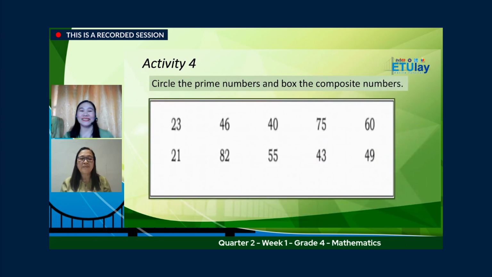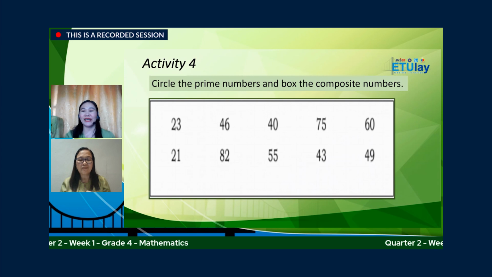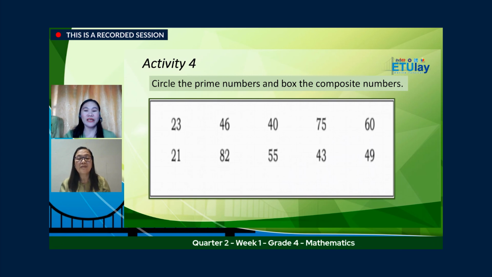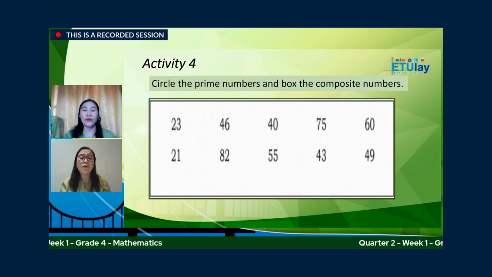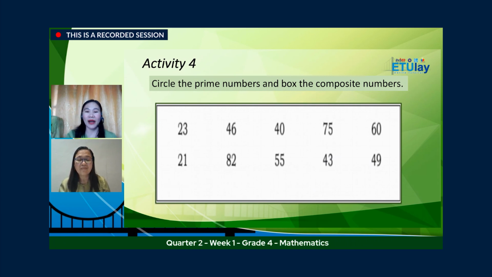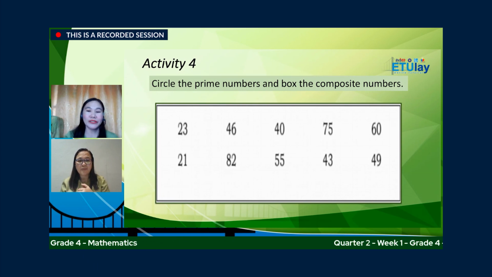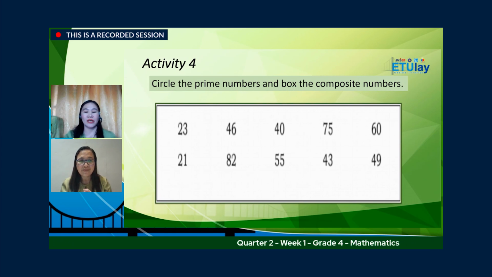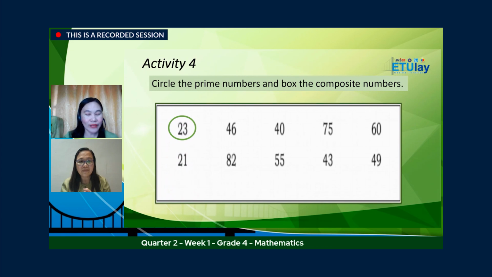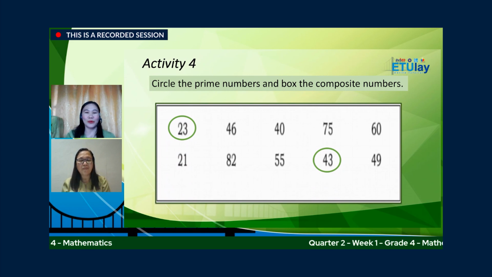Okay, activity 4. Yan, activity 4 na tayo. So you have to circle the prime numbers and box the composite numbers. So look at the number we have there, 23, 46, 40, 75, 60, 21, 82, 55, 43, at 49. Alin kaya dyan ang ating lalagyan ng circle at box? So, sa prime number muna tayo. What are the prime numbers in this set of numbers? Okay, so if your answer is 23 and 43, yan ang mga prime number natin.